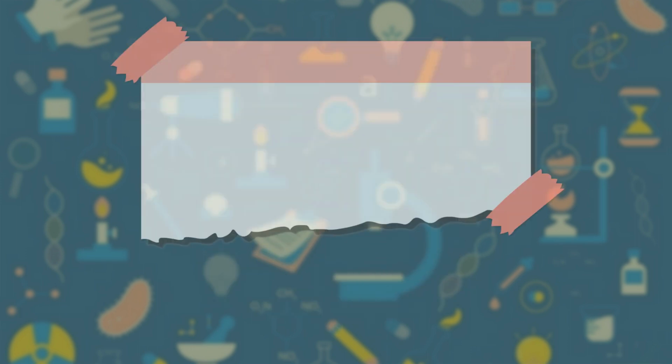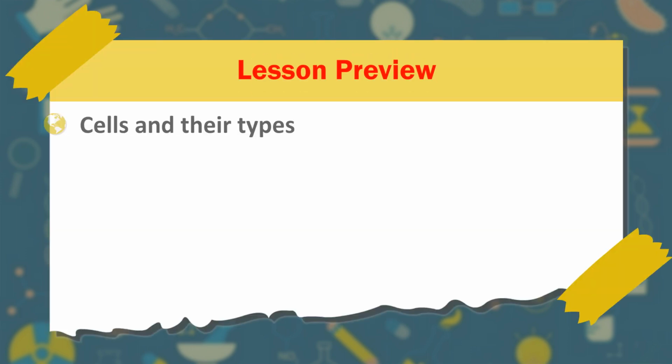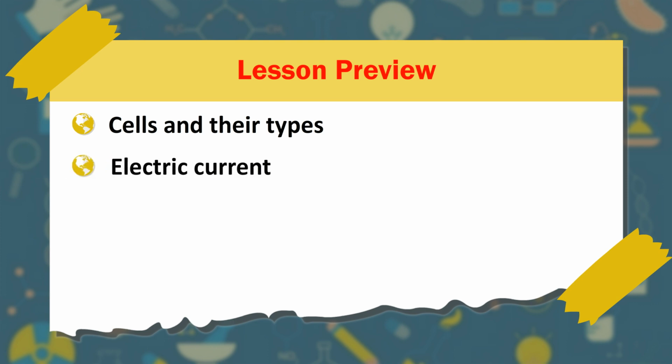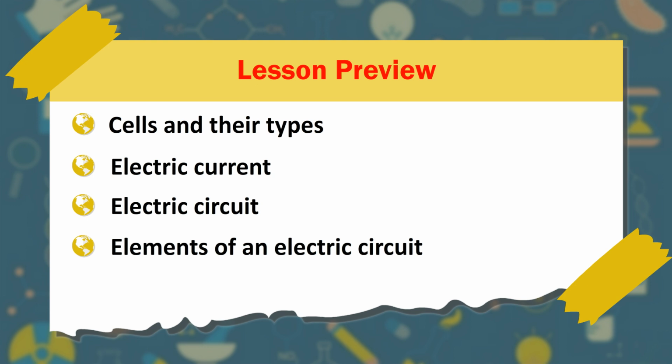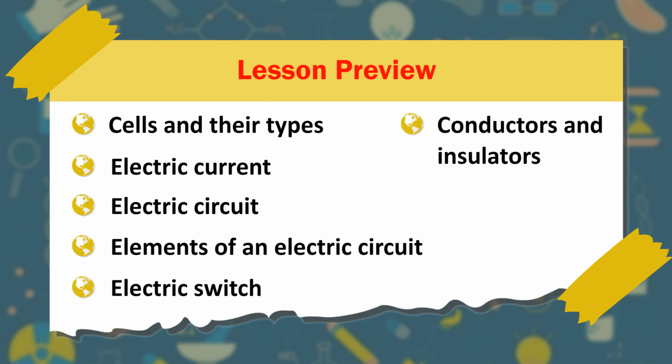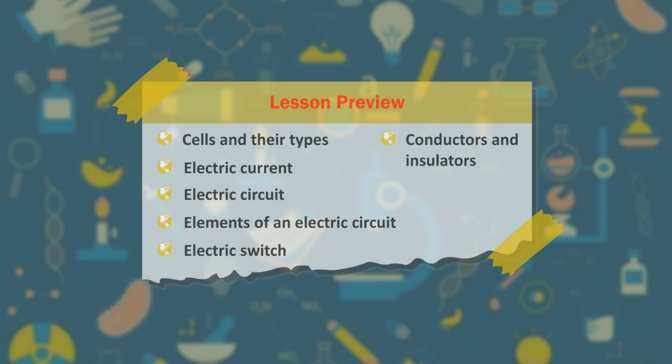Electricity. Lesson preview. Cells and their types. Electric current. Electric circuit. Elements of an electric circuit. Electric switch. Conductors and insulators.